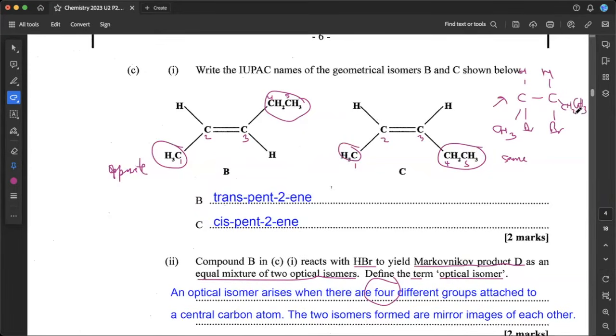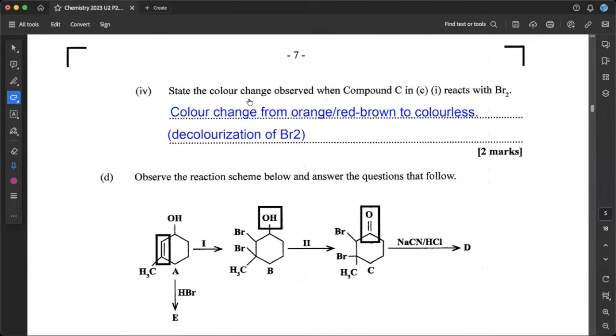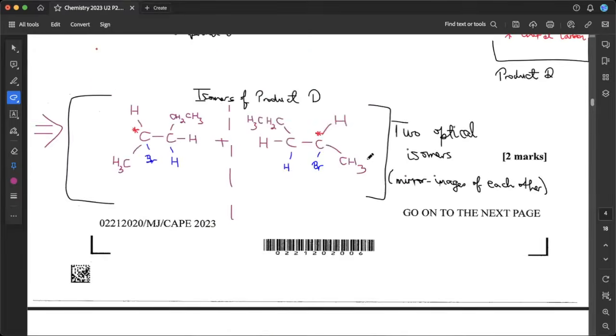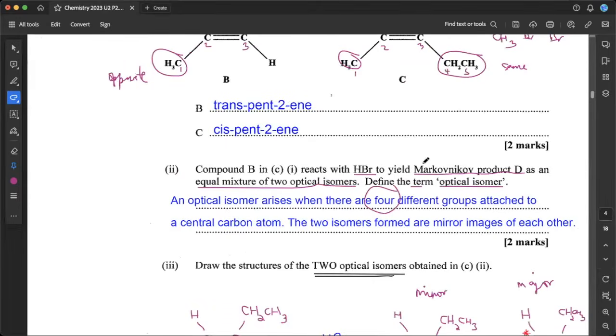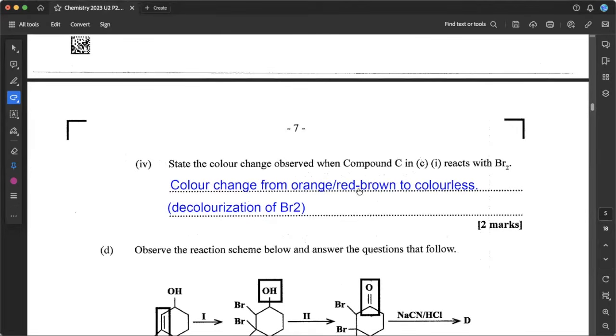Now, what is the question asking us? We know that this is gonna be our product. We're gonna go from a carbon-carbon double bond to a carbon-carbon single bond. And so what's gonna happen in terms of a color change? We know that bromine, or this bromine water, is generally orange or red-brown in color. When it reacts with an alkene, the alkene is gonna decolorize that bromine. And so we're gonna see that color change from orange or red-brown to colorless, the decolorization of bromine. And so that's what they want here for our 2 marks, okay?